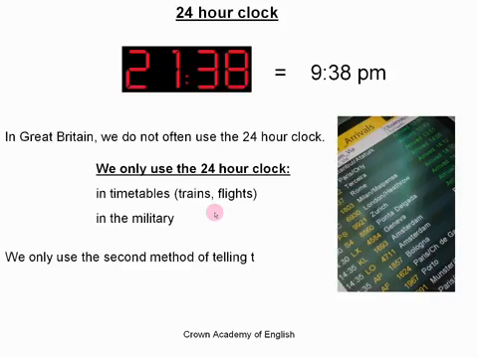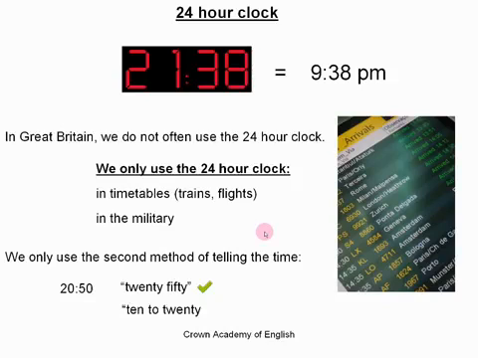And when we say the 24-hour clock, when we speak the 24-hour clock, we use the second method. So we say 2050. We do not say 10 to 21.